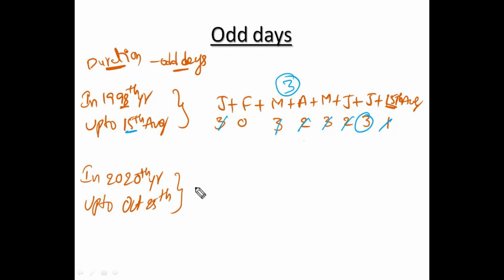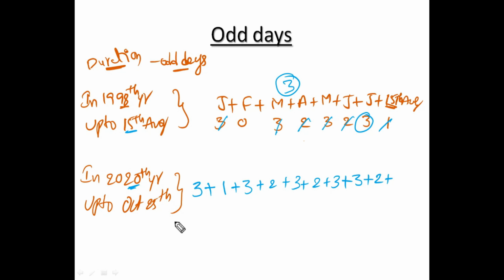Directly tell the odd days. January 3. February, yes, it is a leap year. 2020 is a leap year, that's why 1 odd day. March, April, May, June, July 3. August is also 3. September 2. October actually 3, but here 25th October.